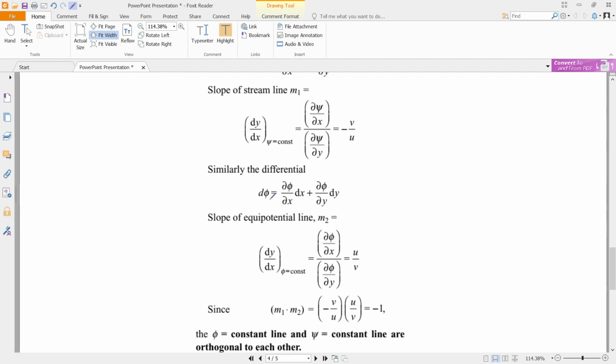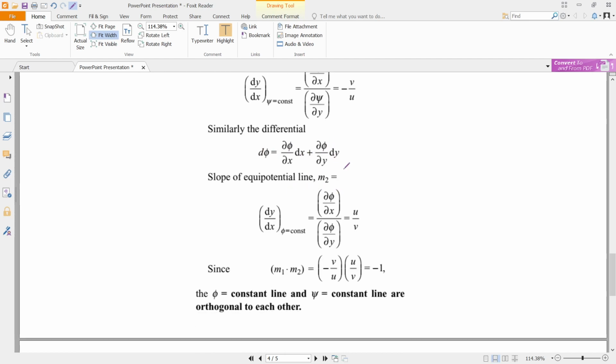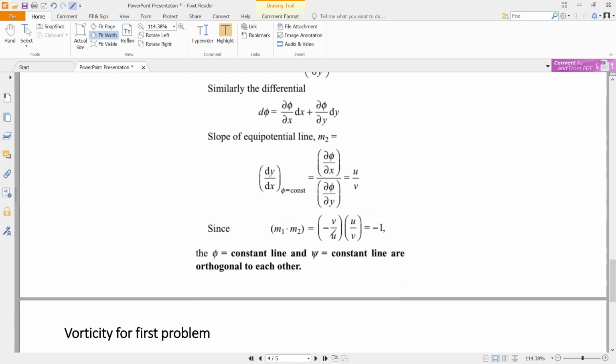Similarly, for a potential function, d phi is del phi del x dx plus del phi del y dy for a two-dimensional flow. The slope of this equipotential line, m2, is dy by dx at constant phi, which is minus del phi del x by del phi del y. So del phi del x is u, and del phi del y is v. Now, if you multiply the slopes of these two lines, you get a value of minus 1.